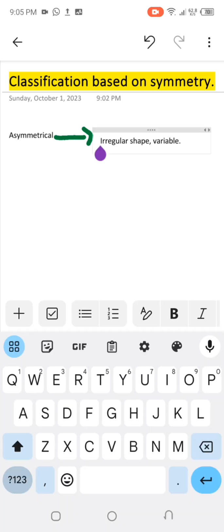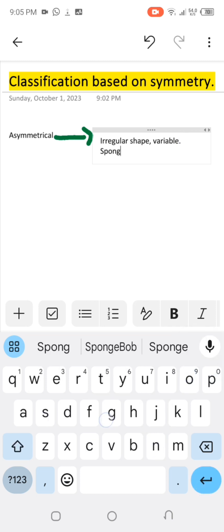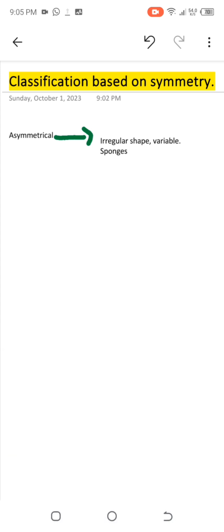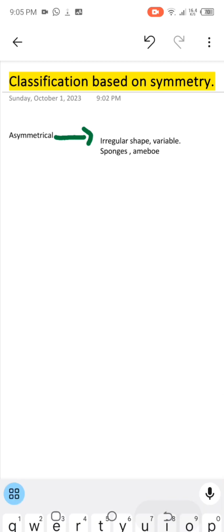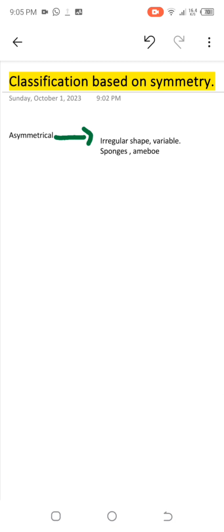For example, sponges, which belong to phylum Porifera, are irregular in shape, or we can say amoeba. Amoeba is the best example. After that, here we have the eumetazoa.